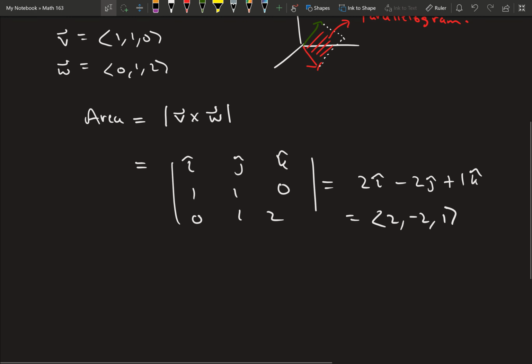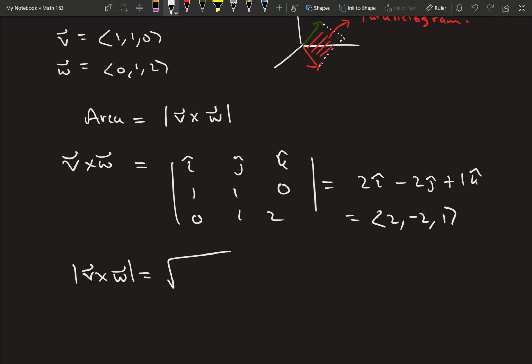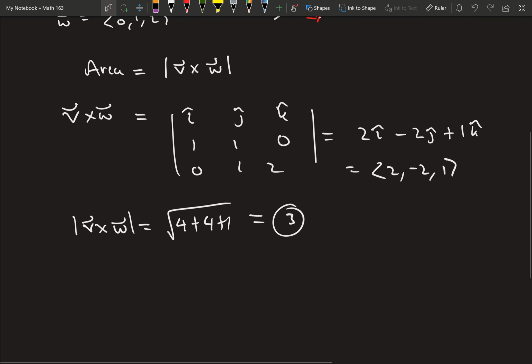And the length of that, so this is just V cross W, the length of that is the square root of 4 plus 4 plus 1, which is 3. So that's the area of the parallelogram.